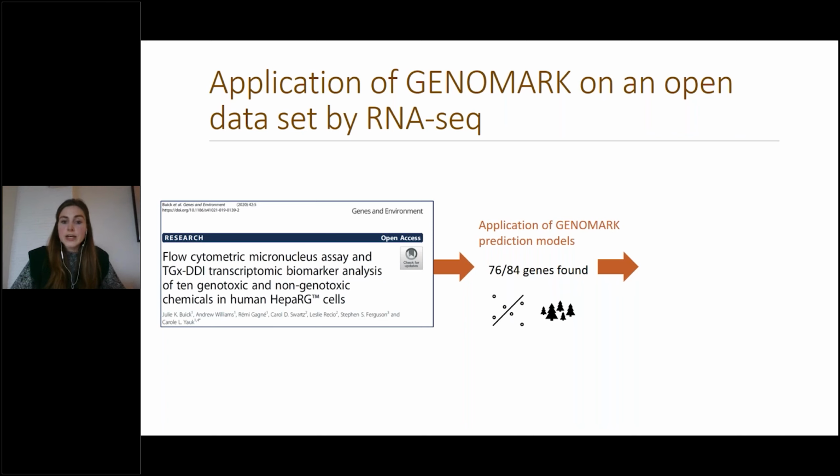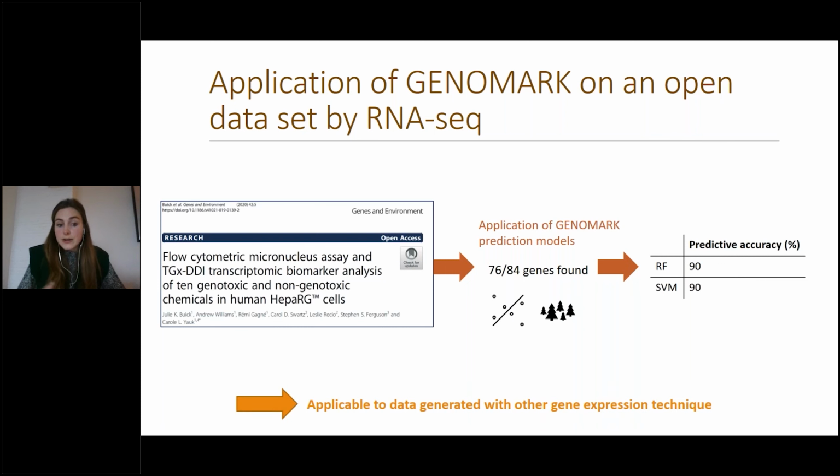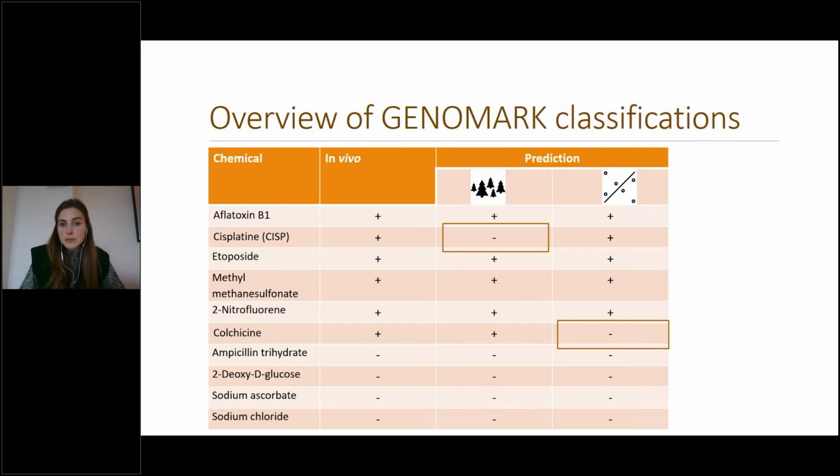So we applied the GENOMARK prediction models on the gene expression data. We found an overlap of 76 out of our 84 biomarker genes to apply the prediction models. And finally, we obtained the identical predictive accuracy of 90% for both models. So this suggests that GENOMARK is applicable also to data generated with other gene expression techniques. The results of the GENOMARK predictions on the different chemicals included in the open data set are depicted in the table here. And as I just mentioned, we had a prediction performance of 90%.